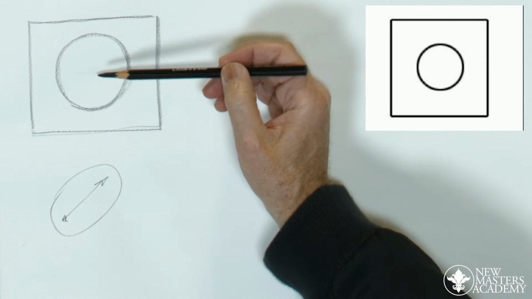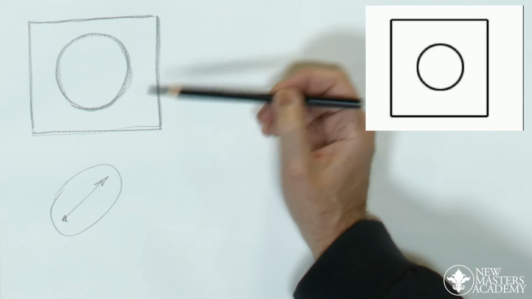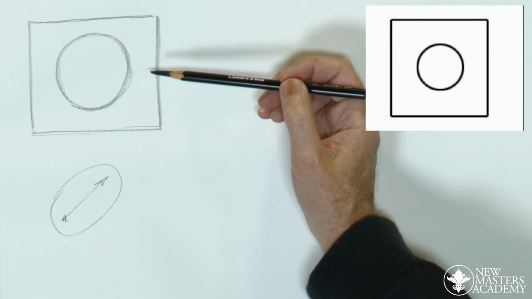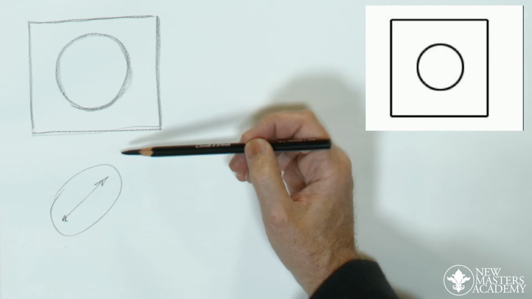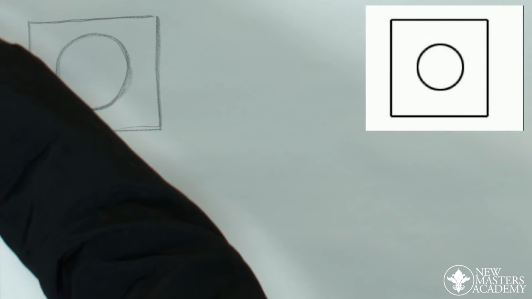And the idea of the exercise, this gives us an idea of a figure and a ground. So the figure is the circle on the ground of the square. So we have a positive shape, the circle, and then the background, the negative space around here. That's the background, okay?